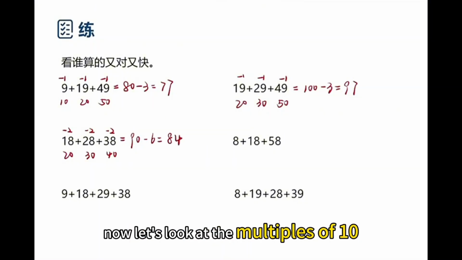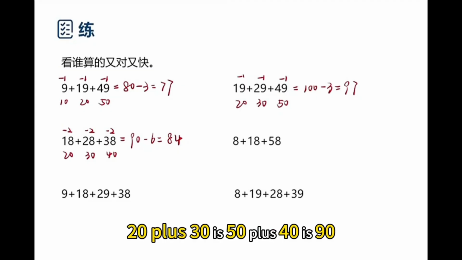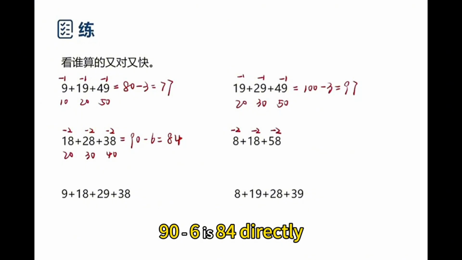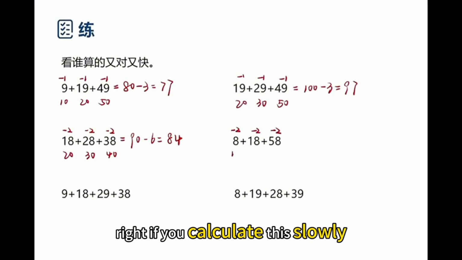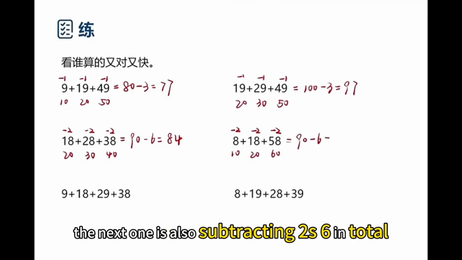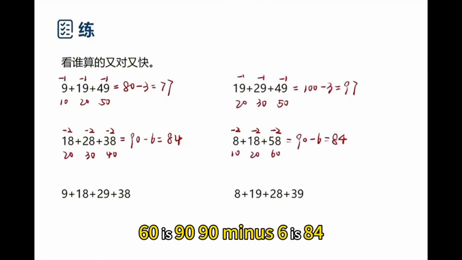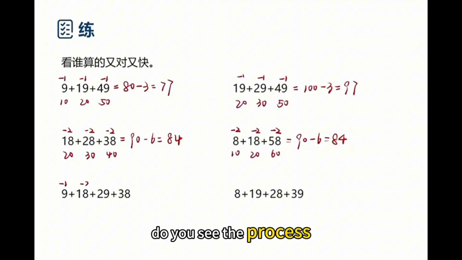Now let's look at the multiples of 10. This is clearly 20, 30, and 40. 20 plus 30 is 50, plus 40 is 90. 90 minus 6 is 84 directly, right? If you calculate this slowly, there's no point to this method, right? 90 minus 6 is 84. The next one is also subtracting 2's. 6 in total. The first parts are 10 plus 20 is 30, plus 60 is 90. 90 minus 6 is 84. Do you see the process?